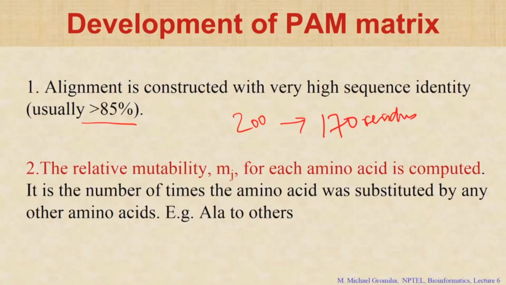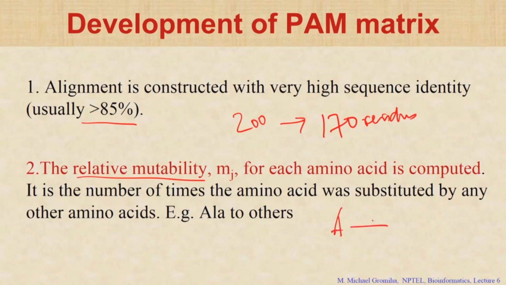So, how do we construct a matrix? First you have to see the relative mutability. That means for a specific amino acid residue, for example alanine, how far this A is mutated to other residues, what is the frequency of the residue A being mutated to any of the other 19 residues. Then the second thing: how many possible substitutions can alanine make? 19, right. There are 20 amino acid residues, so if alanine is mutated, there are 19 different possibilities.